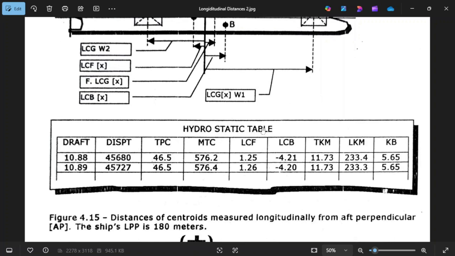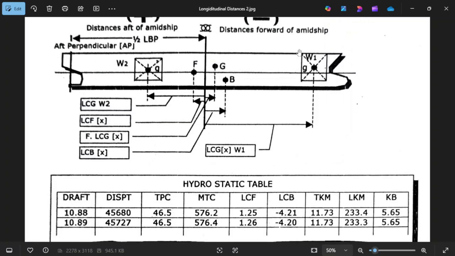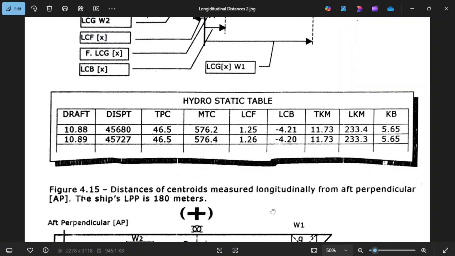And you will see that when you say negative in the hydrostatic table, this means the forward part, meaning from midship it is somewhere in the forward part of the vessel. And positive LCF is the up part of the vessel, like this one. LCF is the up part of midship, this small arrow here. That's why it's positive. Okay, this is how the picture explains.